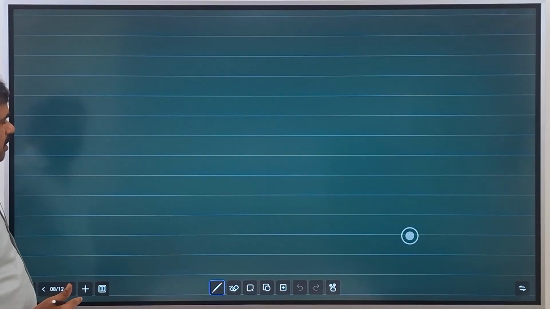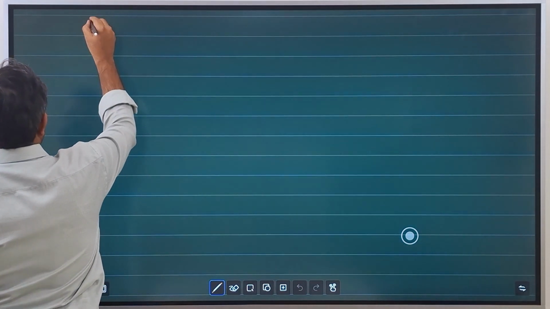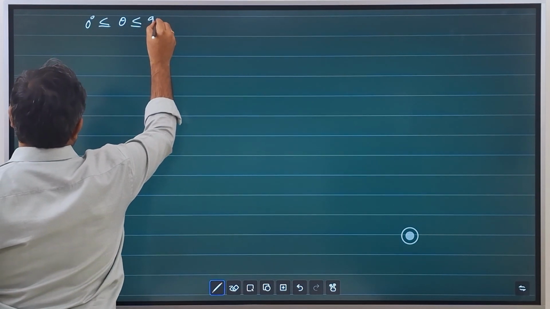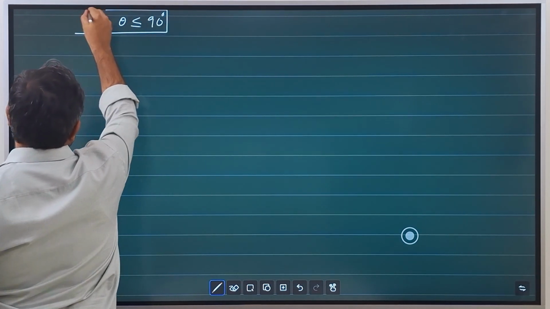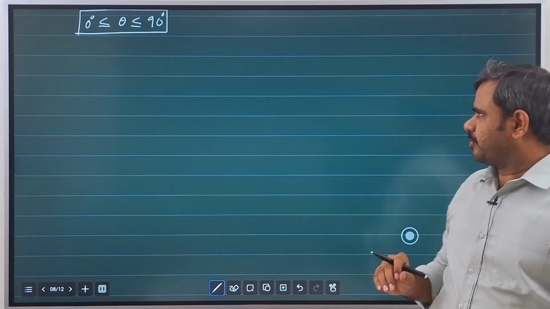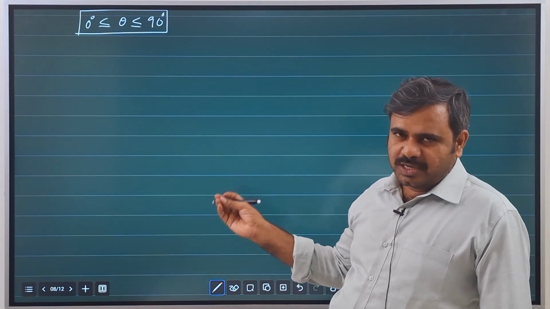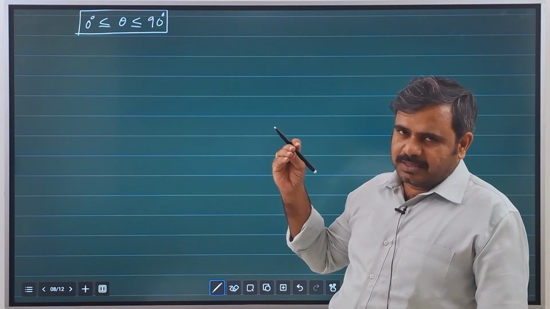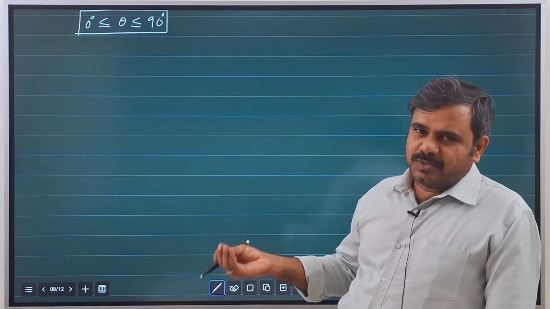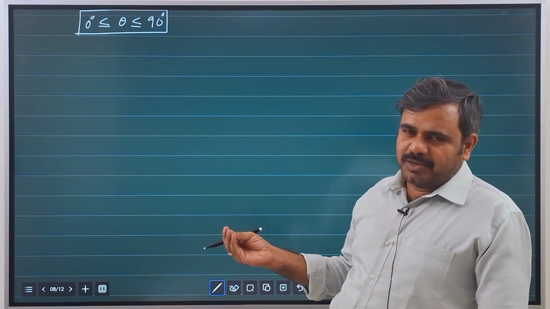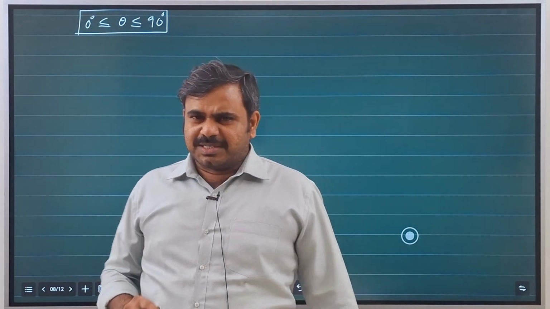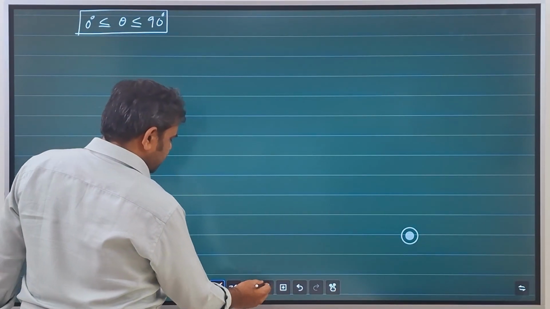Let's look at theta between 0 degrees and 90 degrees again. So we are going to discuss 4 cases. The first case is theta between 0 degrees and 90 degrees. The second case between 90 and 180 degrees. The third case between 180 and 270 degrees. And the fourth case between 270 degrees and 360 degrees. So in a circle, you can say there are 4 quadrants of the circle.